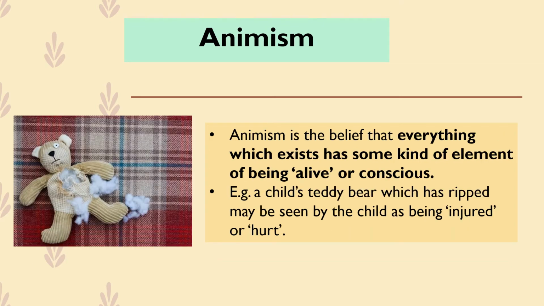The next key accomplishment of the preoperational stage, the ages of 2 to 7 years old, is animism. So animism is this idea that everything that exists has some kind of element of being alive or having some kind of consciousness.